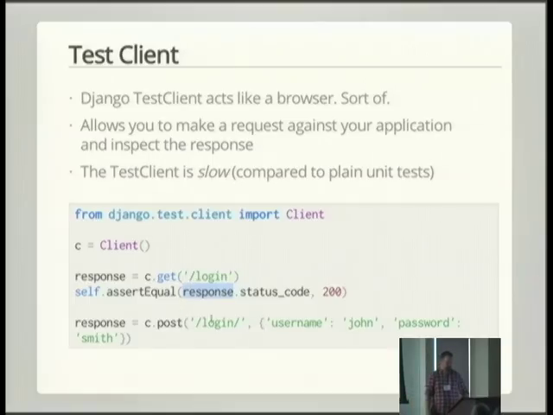And then you can also do post this way, passing in your post data as a dictionary. The test client is slow. It's very, very slow, and its slowness grows over time as you add more code to your project. So we have been able to achieve tens or hundreds of milliseconds shaved off of test time by converting it from test client to something that doesn't use test client. Test client is fantastic, and if you have 2,000 tests, that's actually interesting.